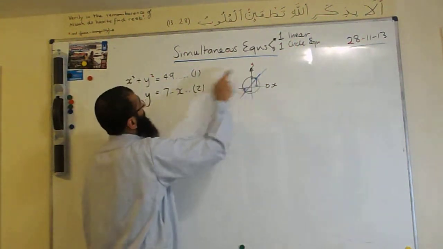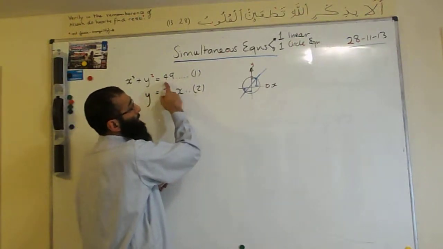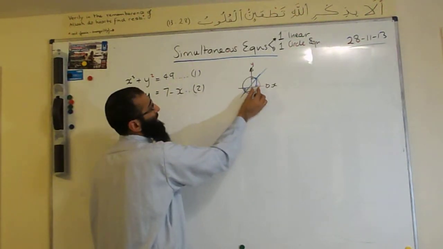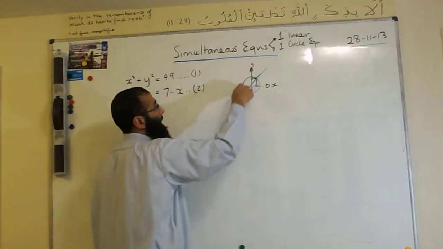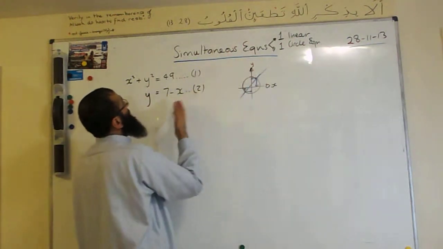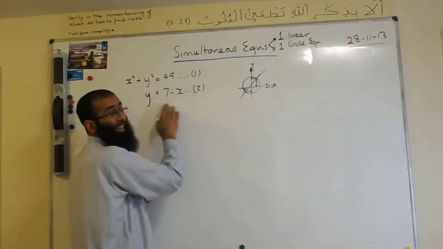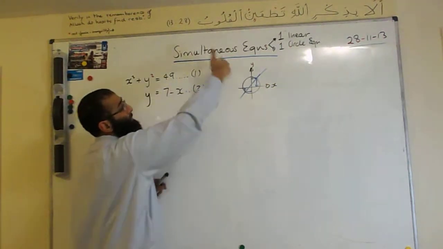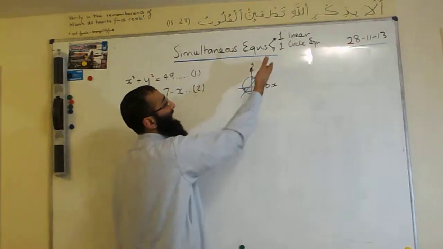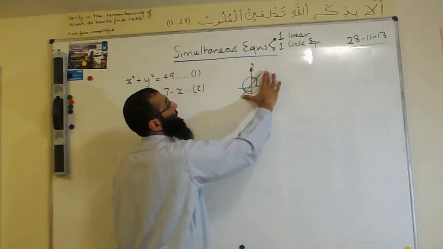Here's the circle. X squared plus y squared equals 49, which has a radius of 7 units, the black one. This blue line is possibly an equation, so you've got y is equal to 7 minus x. That one's a negative gradient, so it will go downward. This is just a sketch to show you a straight line equation.